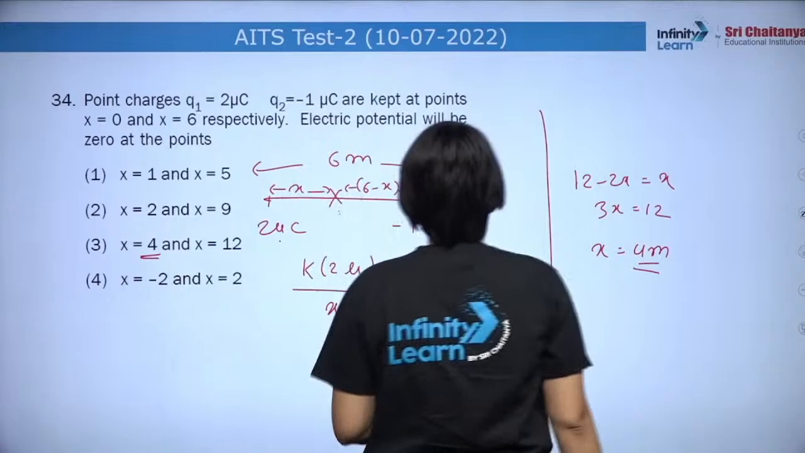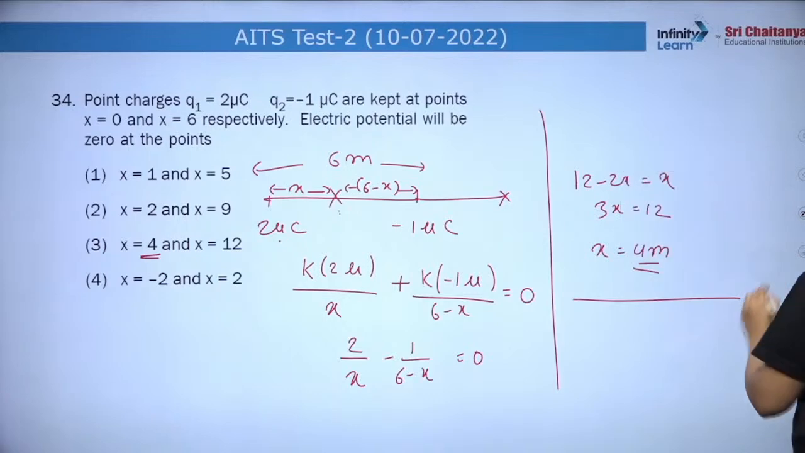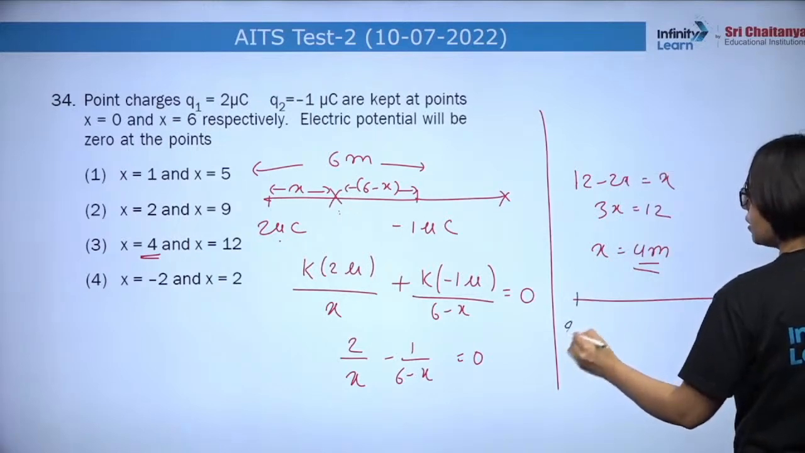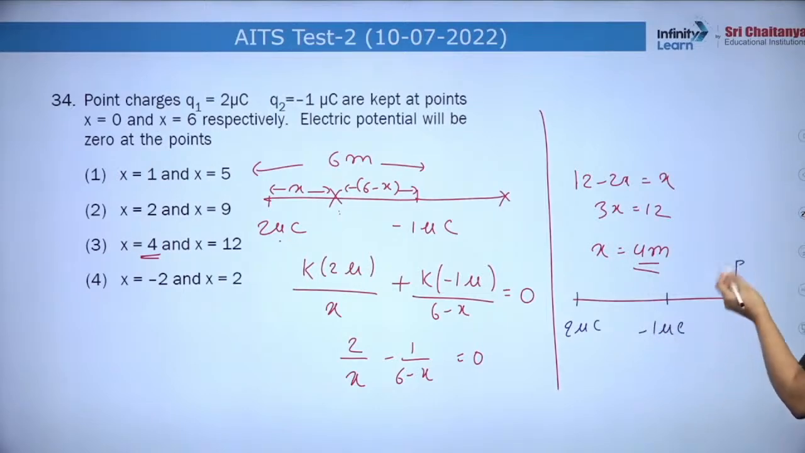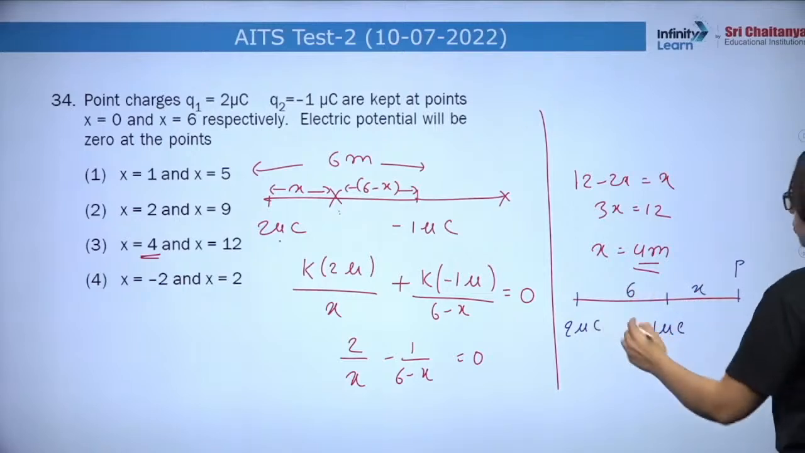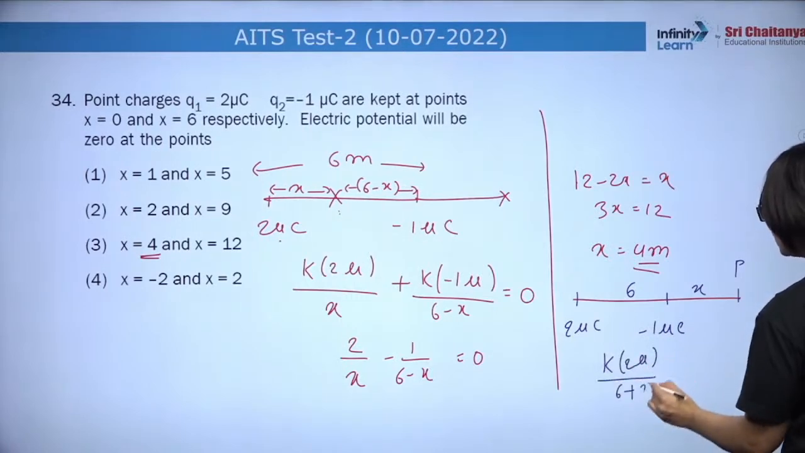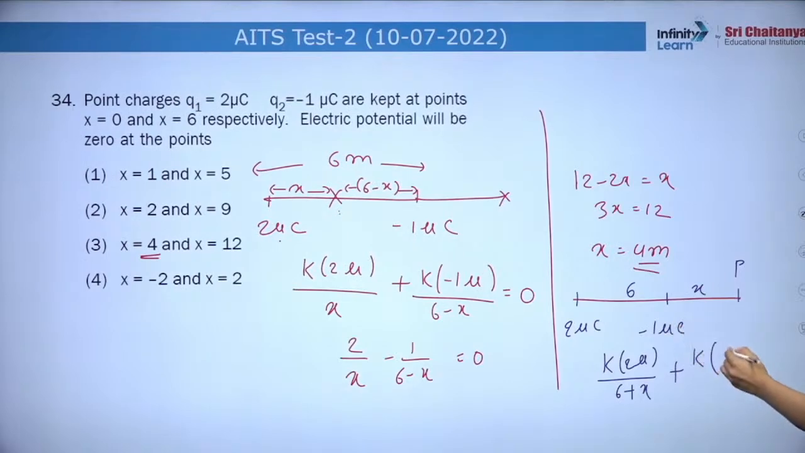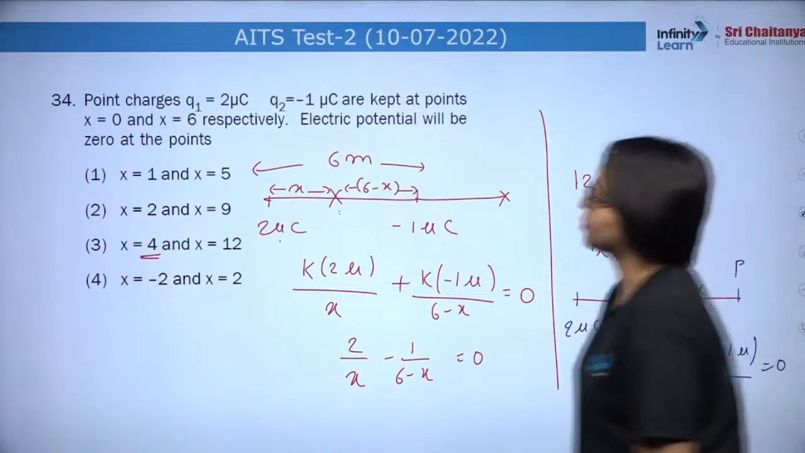Now let's assume that the second point is somewhere over here. So I'll make a new diagram for that one. This is 2 microcoulomb, this is minus 1 microcoulomb, and point P is the point where the net potential is 0. So this is 6, this is x. So for 2 microcoulomb, potential at point P is K 2 micro divided by 6 plus x, plus K minus 1 micro divided by x is equal to 0. So after solving this one, you will get the value of x as 12 meter. So correct answer is option 3.